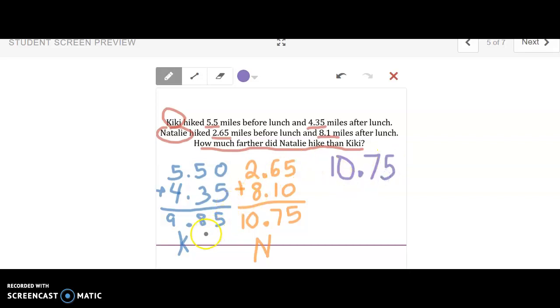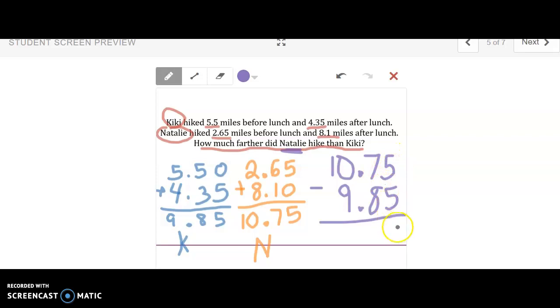And I need to subtract, because I'm trying to find the difference between the two. I need to subtract the total amount that Kiki hiked. So she hiked 9 and 85 hundredths of a mile. All right. So when I subtract, I'll find the difference, and the difference is going to tell me how much further Natalie hiked than Kiki. Now I'm going to use what I know about subtracting decimals. Okay, I start with the smallest place value, my hundredths place.